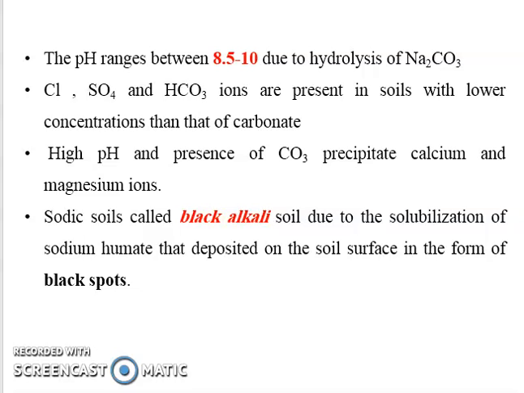So the pH range is between 8.5 to 10 due to hydrolysis of sodium carbonate. Sodic soil is called black alkali soil, due to solubilization of sodium humate that is deposited on the soil surface in the form of black spots, like this photo.